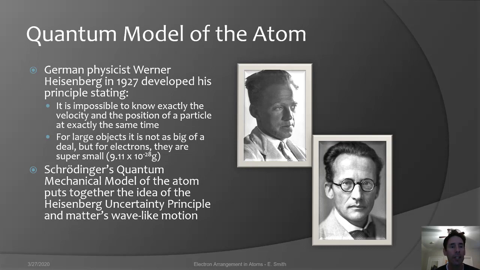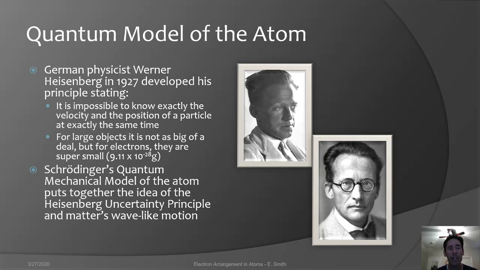A gentleman by the name of Werner Heisenberg in 1927 developed a principle. What he stated is that it was impossible to know the exact velocity, meaning the direction and speed, and the position of the particle at exactly the same time, meaning there's no way for us to know exactly where the electron is. For large objects, it's not a big deal. We can do that because they're large, but because electrons are so very, very small, it's next to impossible for us to do it. And so this became the Heisenberg uncertainty principle.